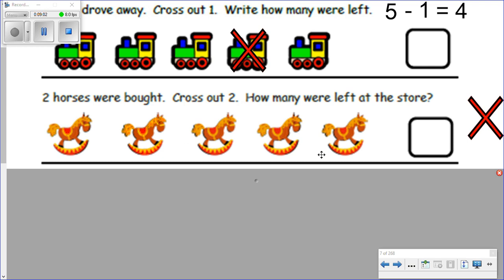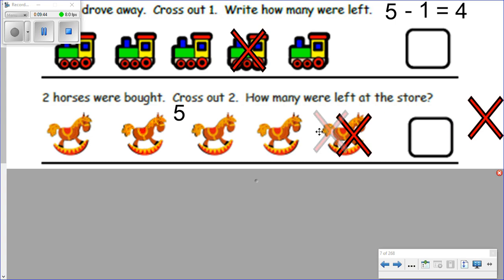Here we see these kinds of toy horses, right? Rocking horses, they're called. So here's the word horses. 2 horses were bought. Cross out 2. How many were left at the store? So what do we do first? Right, count them all. What we're starting with. 1, 2, 3, 4, 5. Let's see. 5. I'm going to have to put it right there, I guess. Cross out 2.